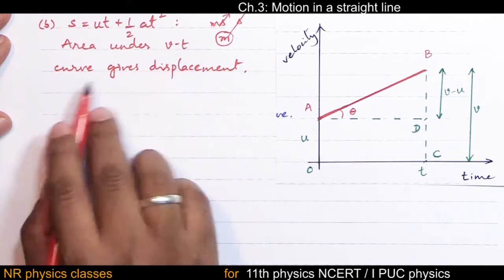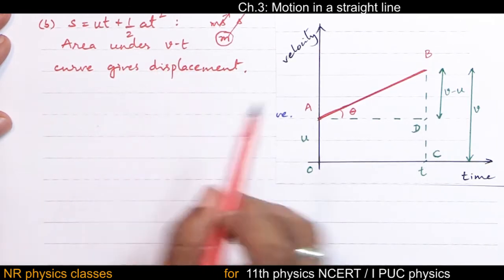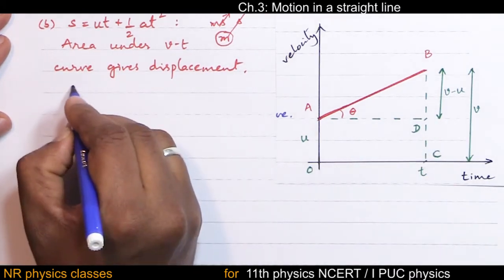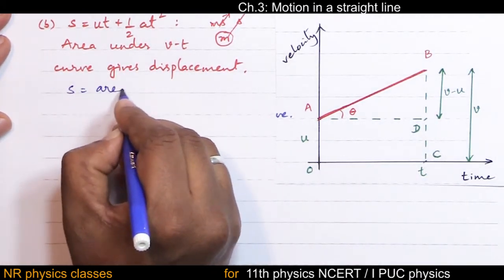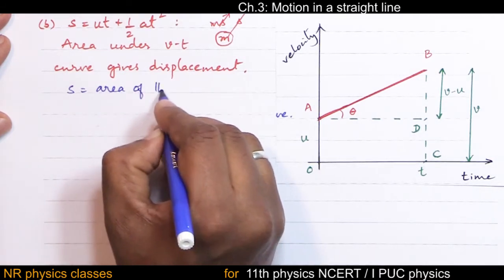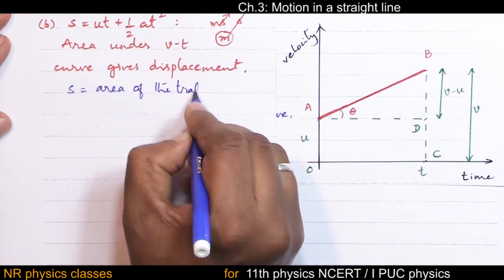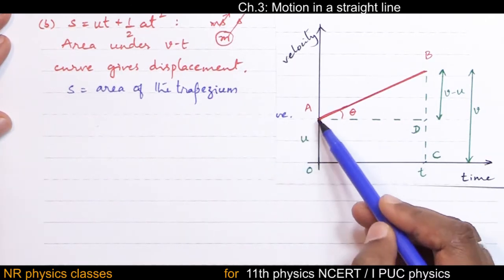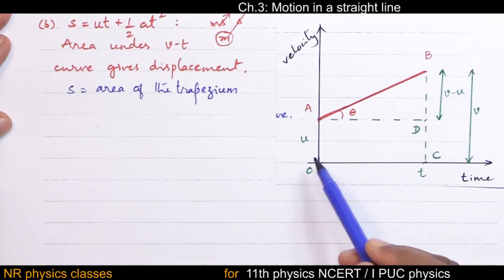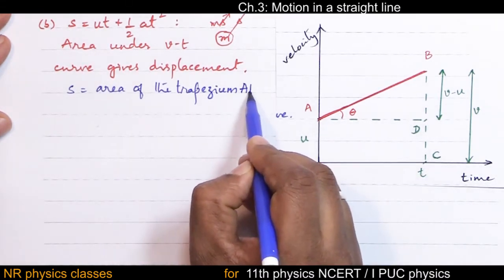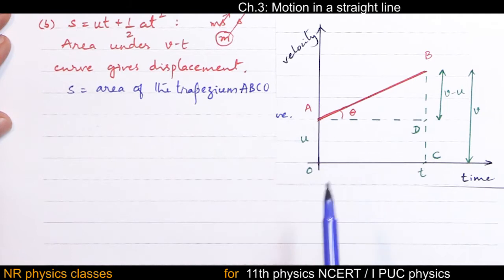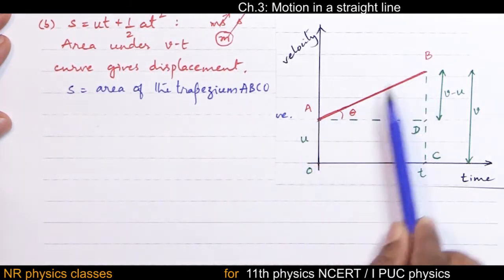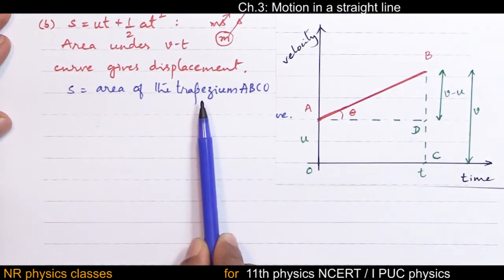Area under the velocity-time curve gives displacement. So displacement is equal to the area of the trapezium. It's a trapezium, right? A, B, C, O, because these two sides are parallel to each other. It's a four-sided diagram, so it's a trapezium.